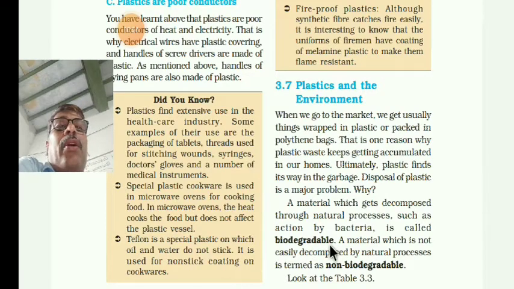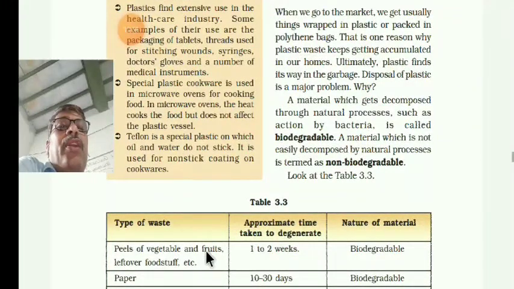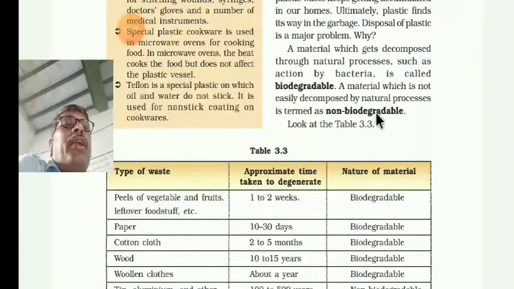For example, vegetable peels, fruits, leftover foodstuffs, cotton. And a material which is not decomposed by natural processes is called a non-biodegradable substance. See the spelling also: bio, biodegradable. Okay. So what comes here? Non-biodegradable: glass, plastics, metals. Okay.